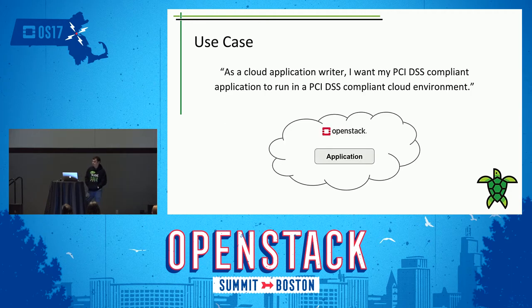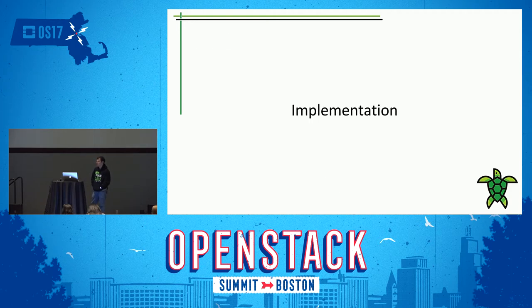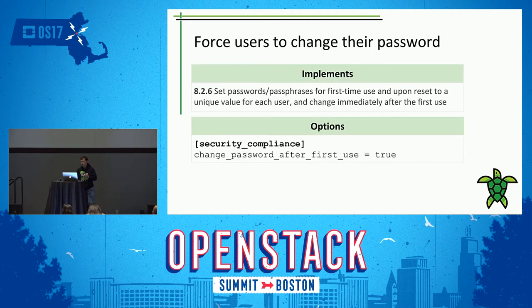Okay, so what's the use case for bringing some PCI DSS compliance into Keystone? As an application writer, I want my PCI DSS compliant application to run in a PCI DSS compliant cloud environment, because I would not like to be hacked just because the cloud environment I am running my application on got exposed. So that's a pretty simple use case, and that's what drove the implementation for us in Keystone. And now I would like to walk you through all the options we support so far in our code.